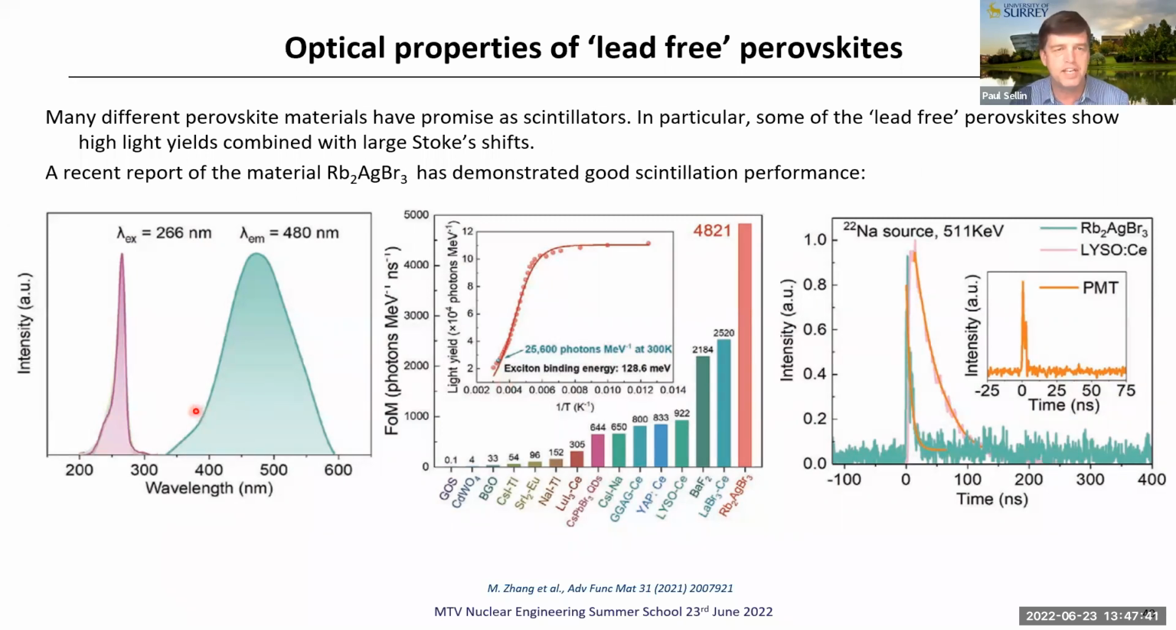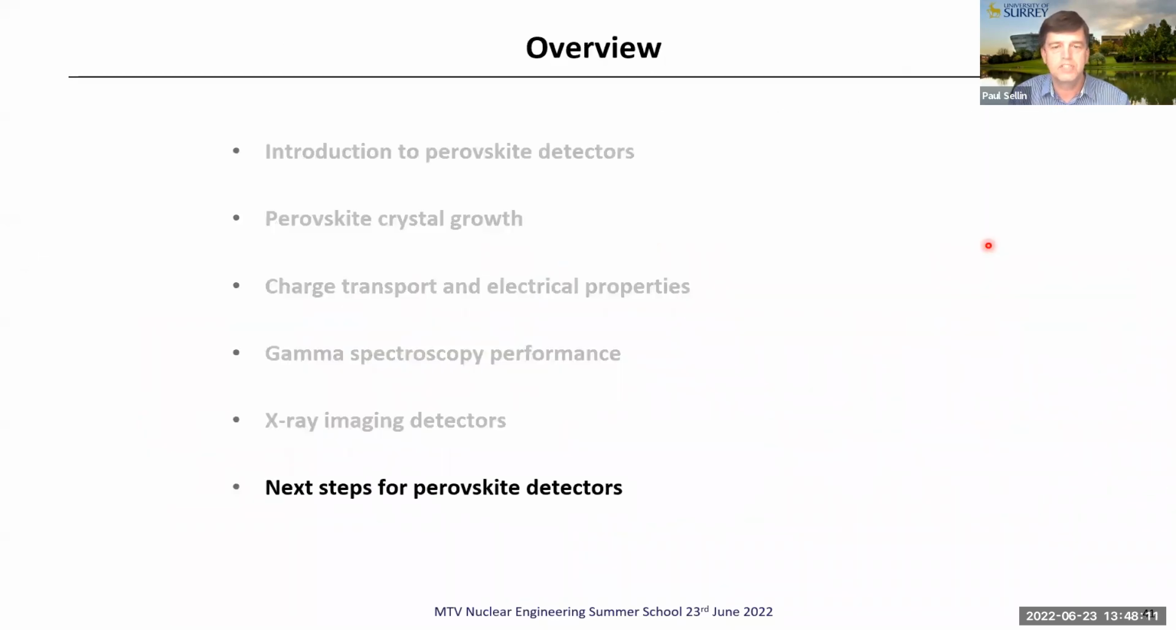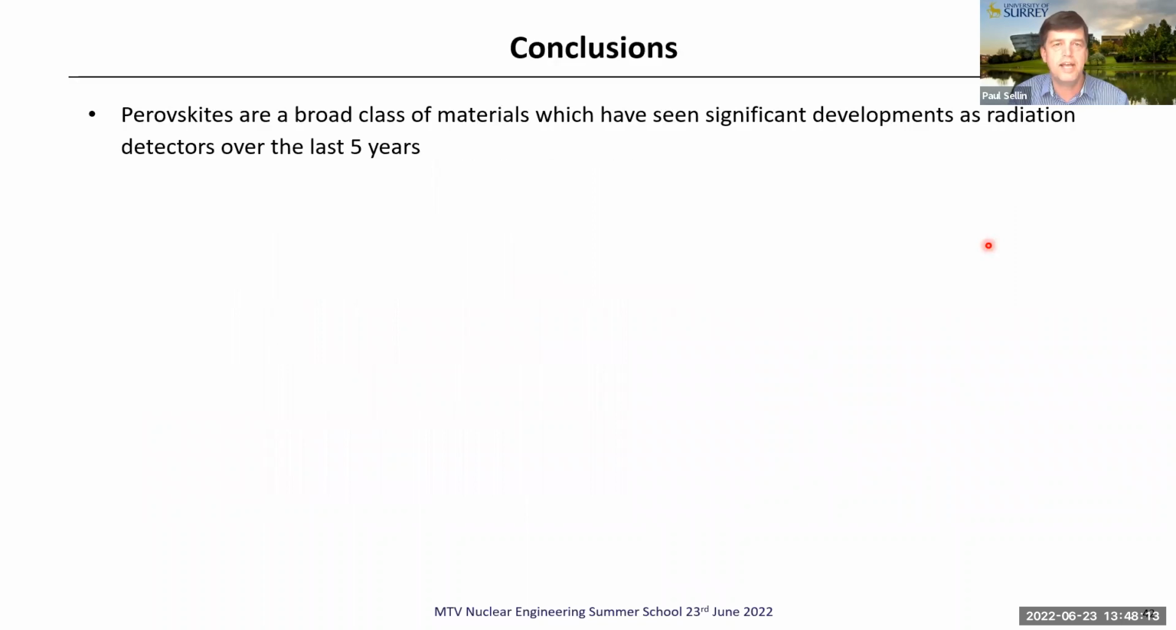On the left here, this is a rubidium-based lead-free perovskite, which has an absorption edge in the near UV at 266 nanometers, but it emits its scintillating light at 480 nanometers. This is an extremely bright scintillator, and you can see some measurements being made where it was used to detect 511 keV annihilation photons from sodium-22. So I think that's a good place to come to an end.